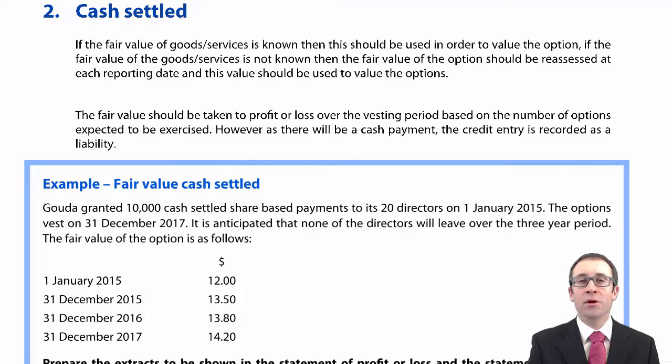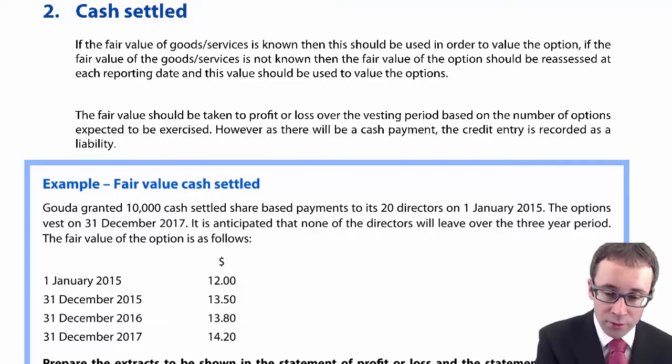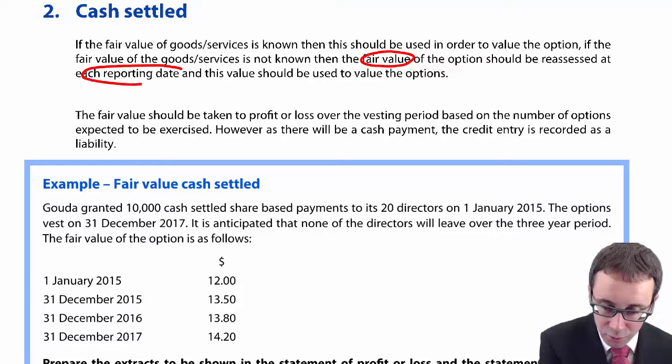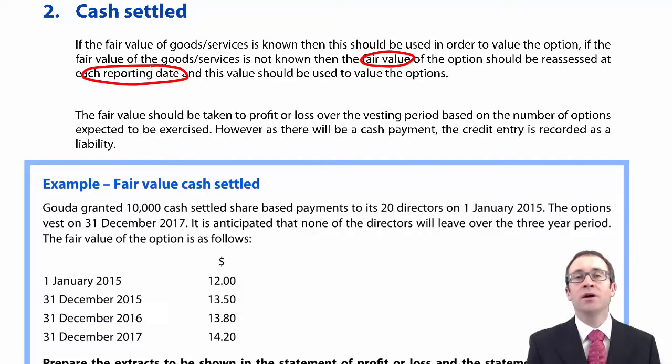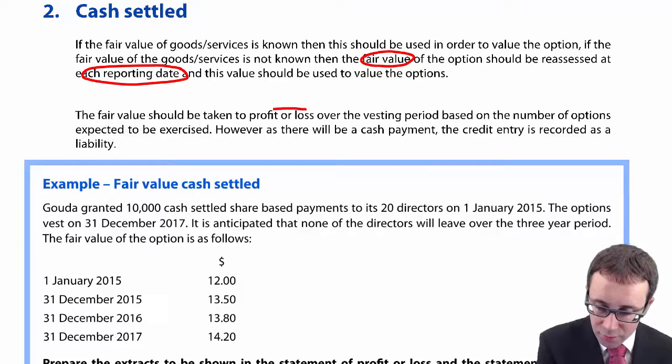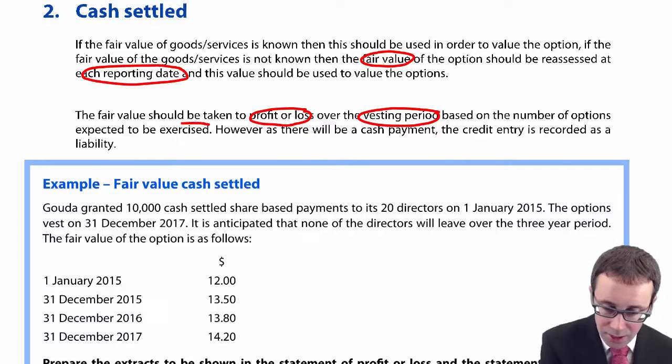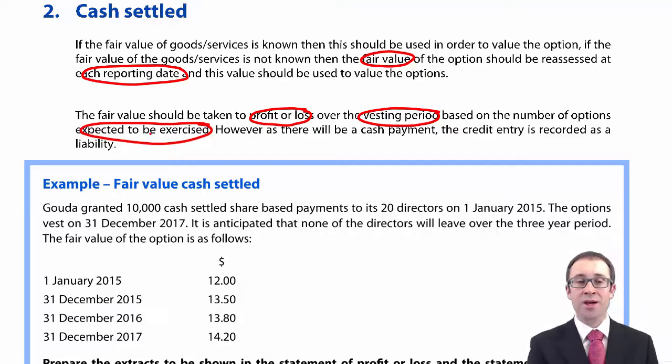But remember, when we spoke about things in the introduction, there are two aspects that are different. First of all, when you look at the fair value of the share option, you take the fair value of that option at each reporting date. Unlike equity settled, whereby you took the fair value at the grant date, here you take the fair value of the share option at each reporting date. Again, we still take it to profit or loss, so no different there. We still take it over the vesting period, based upon the number that we expect to exercise.